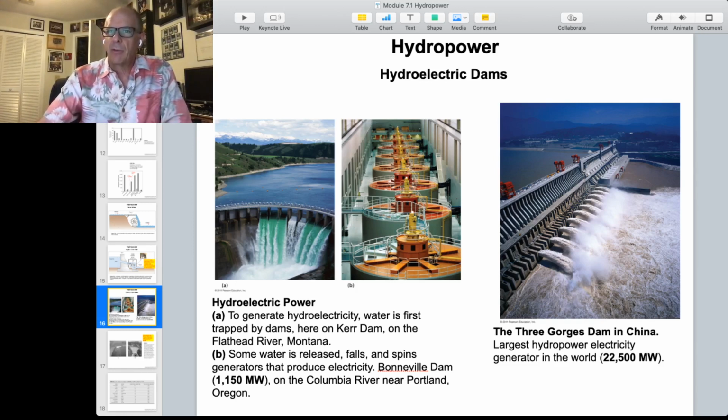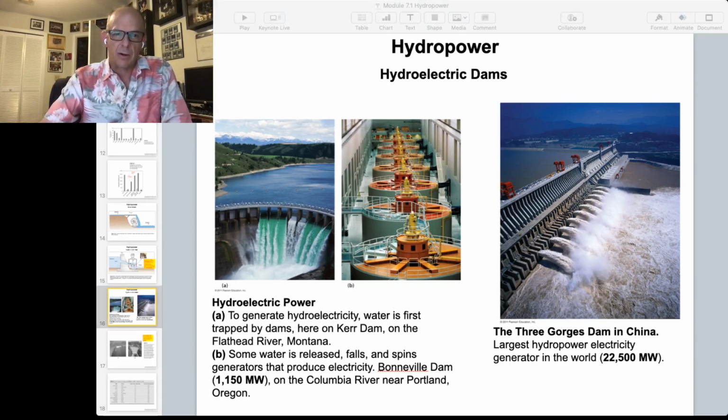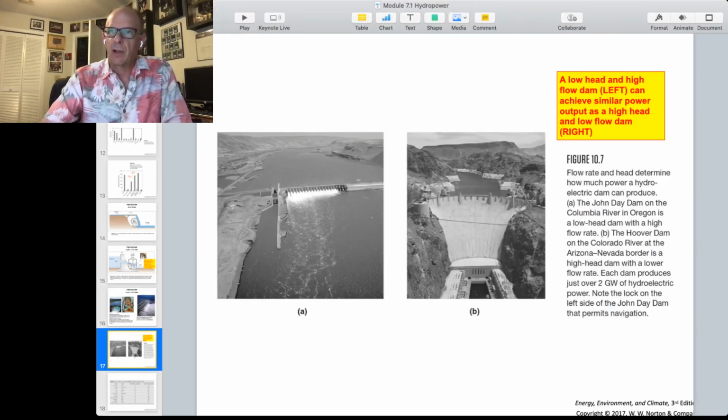On the one on the left, there's a fairly large H. The water is falling through a large distance. And the one on the right, there's a large amount of water going through there. It's a very large dam, very large river, and that's generating 22,500 megawatts, or about the equivalent of 20 coal-fired power plants.